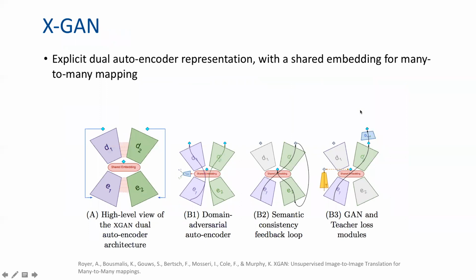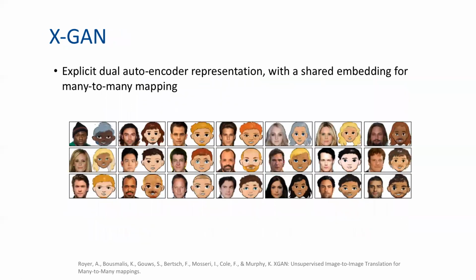Okay, just a couple more things. XGAN is a similar idea of consistency, using shared embeddings for both domains. And you can see that you get some improvements from using that method.